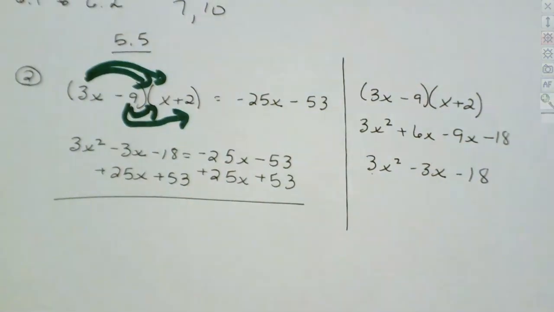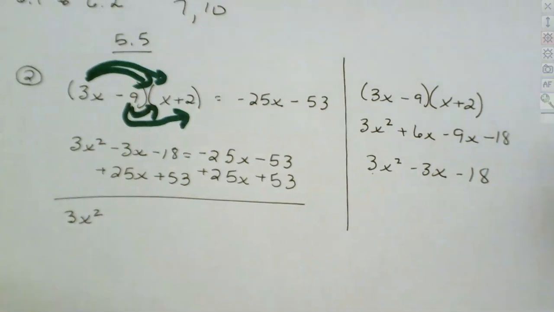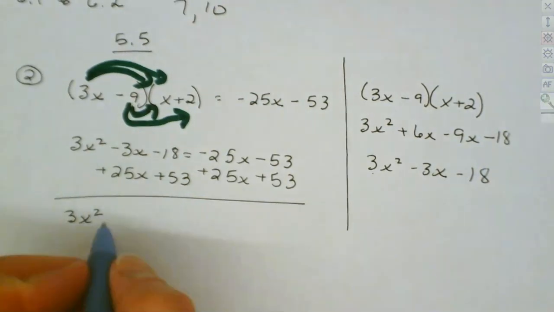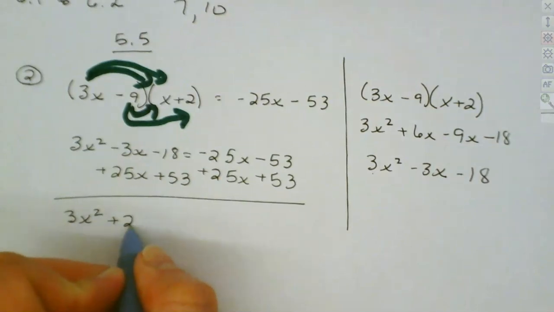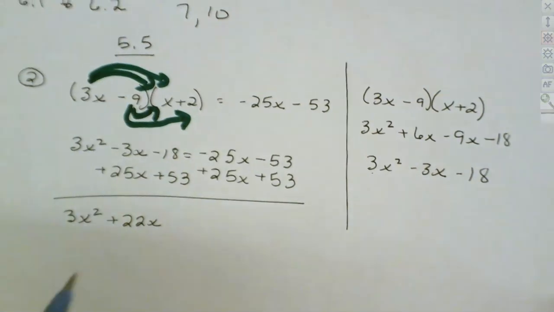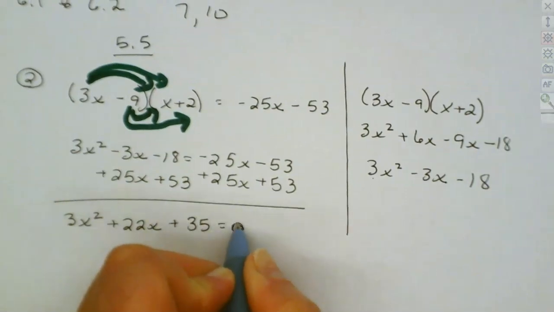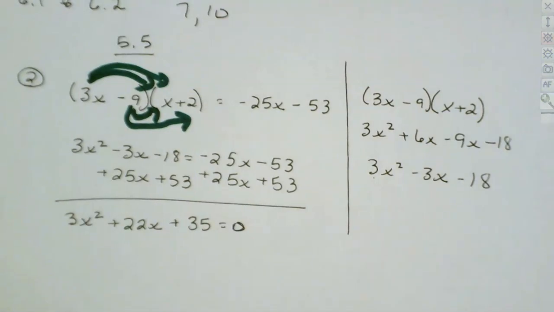So let's see what we get here. We move that over. We end up with a 3x squared. And then we've got 25 minus 3. That makes it a positive 22x. And then we've got 53 and a minus 18. That then leaves you with a 35. And that equals 0 there.